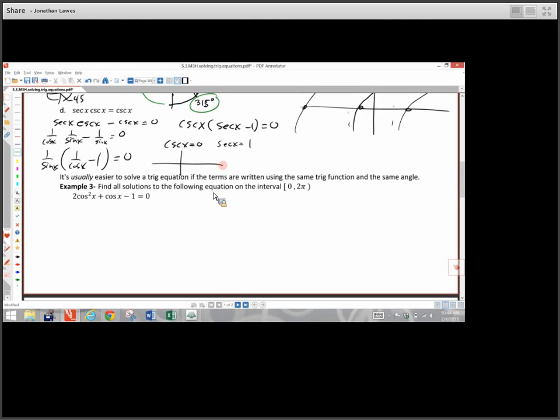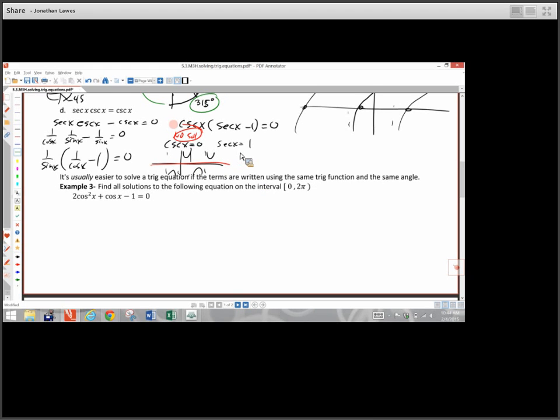Cosecant was reciprocal of sine, right? Yep. So that looked like this, and like this, and like this. Had those asymptotes and all that sort of stuff. Okay, where is 0 on here? Right there. Does this graph ever hit 0? Nope. Okay, so no solutions from that one.